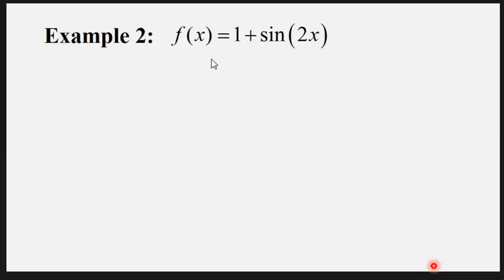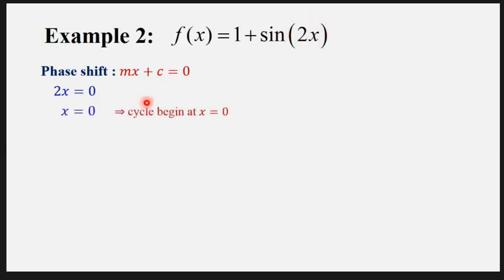Example 2 in sine function, we have f(x) equals 1 plus sine 2x. So again, we will begin with finding the phase shift, which is the point where the cycle begins. We have 2x equals 0. The content here, we make it equal 0. As a result, we have x equals 0, where we know the cycle of the graph begins at x equals 0.